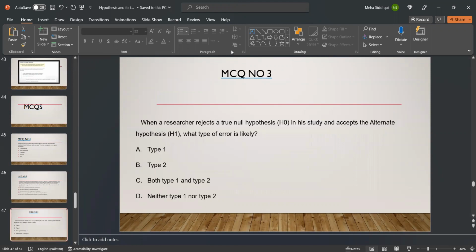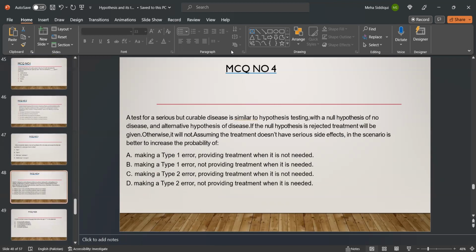MCQ number 3. When a researcher rejects a true null hypothesis in his study and accepts the alternate hypothesis, what type of error is likely? Type 1, type 2, both type 1 and type 2, neither type 1 nor type 2. A very easy MCQ. Yes, A is the right option.